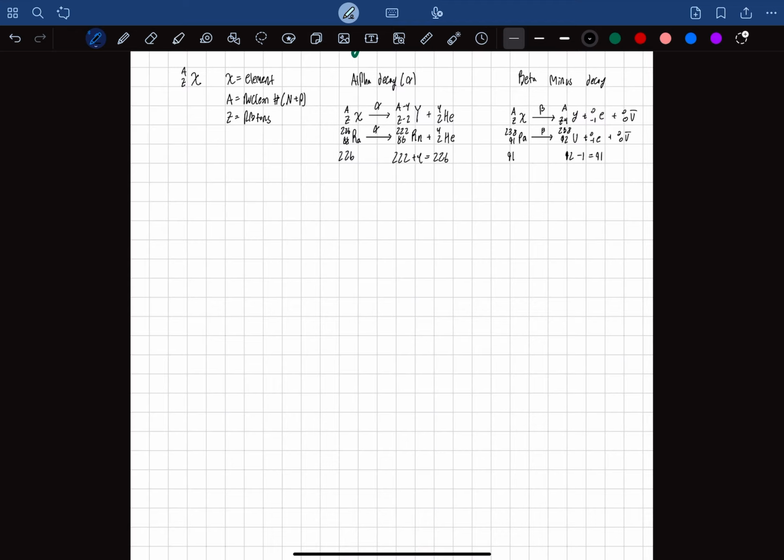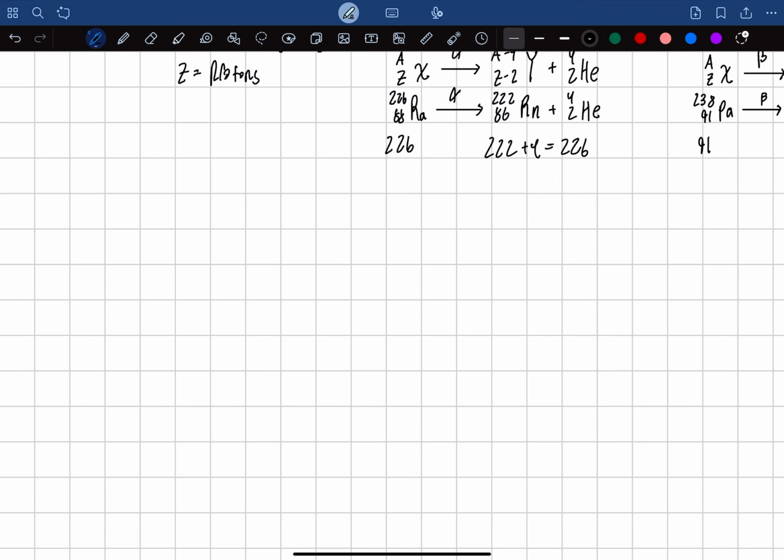Okay, let's do another example. This time it's going to be beta positive decay. So with beta positive decay, it's pretty similar. You always start with your parent nucleus, and then your daughter nucleus is going to lose a proton, but it's going to gain a positron. That's the main thing here.